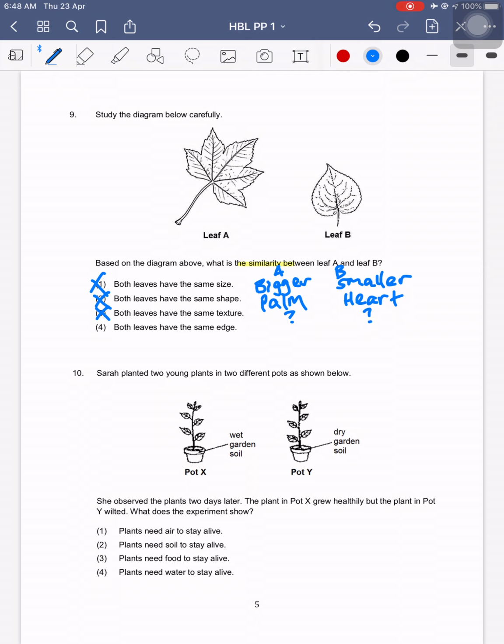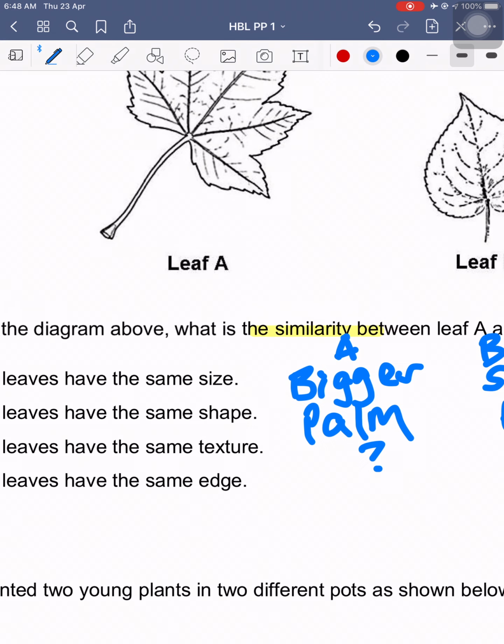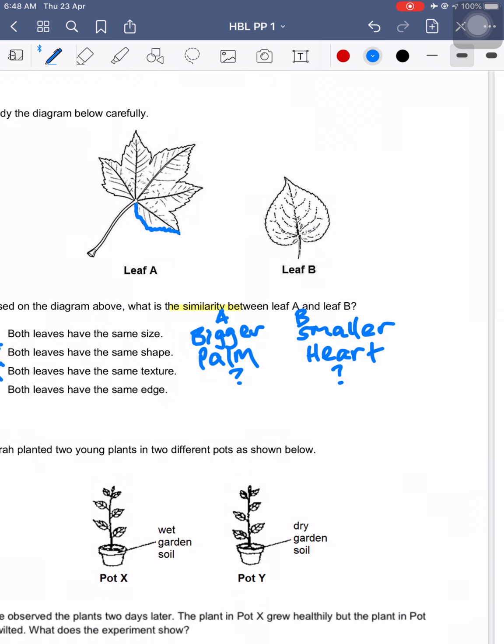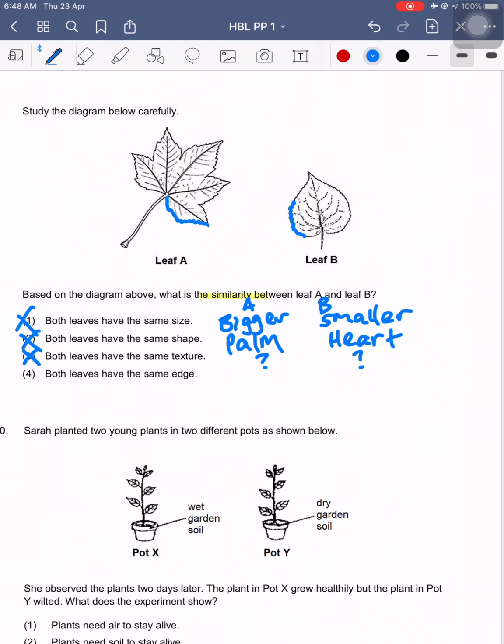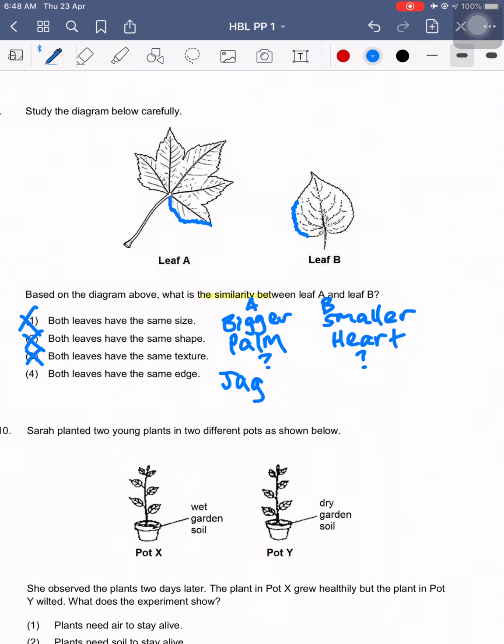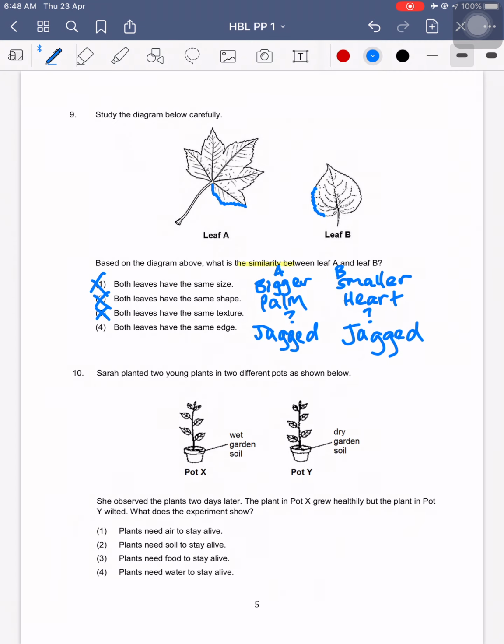And option 4, both leaves have the same edges. Now looking at the edges here, you can see that it's actually jagged. Same for this, it's actually jagged. So both are jagged edges, so the answer will be option 4. Alright.